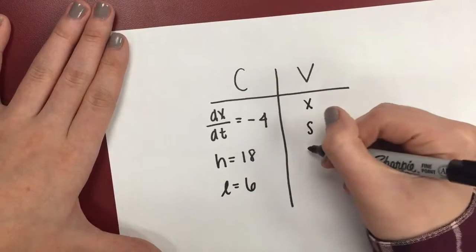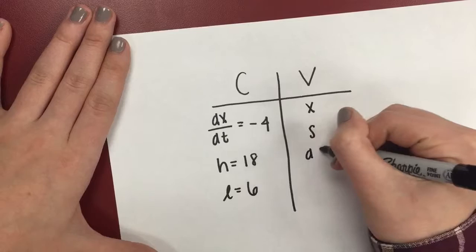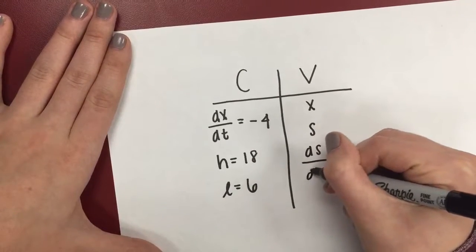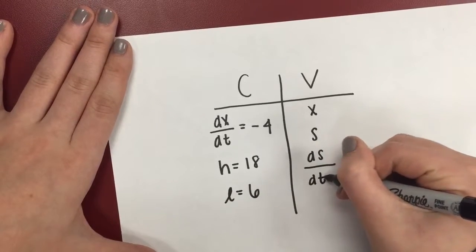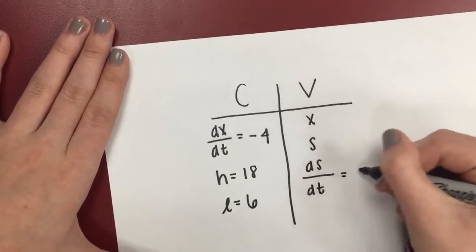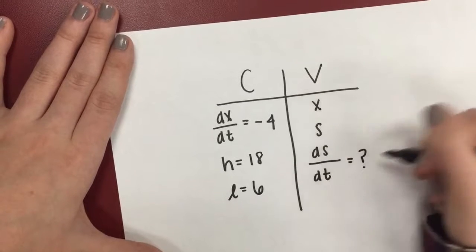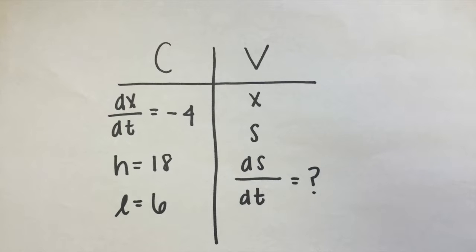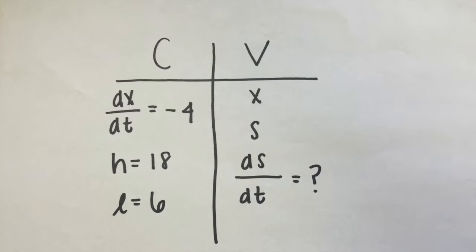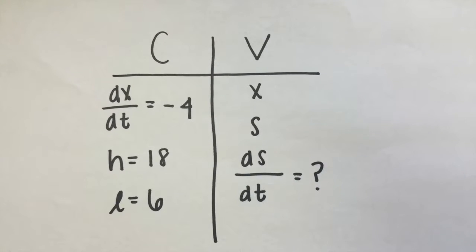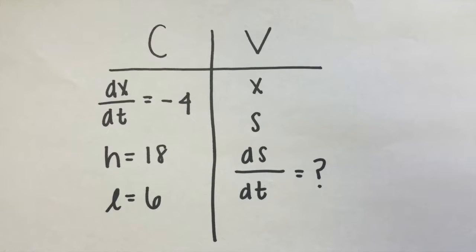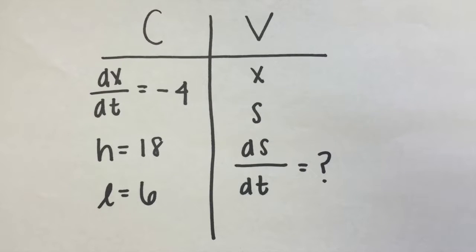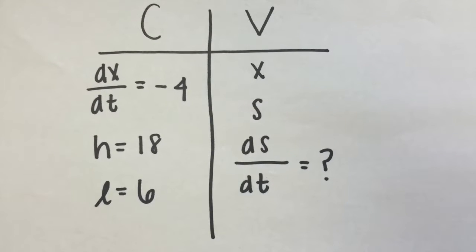x is on the variable side because x changes. x is the distance from the lamp to the person, which changes as the person walks closer and closer towards the lamppost. s is also a variable. s changes. s is the shadow length. s changes as the person gets closer to the lamppost as well. And ds over dt is also a variable, and that is the variable we are trying to find, the rate at which the shadow length is changing.